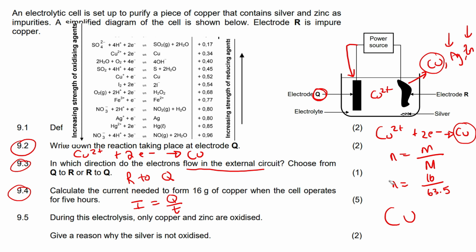All right, so we need to calculate the number of moles, and so that's going to be 16 over 63.5.